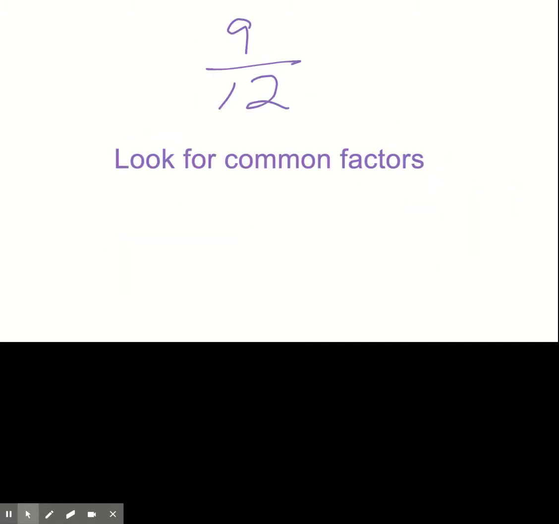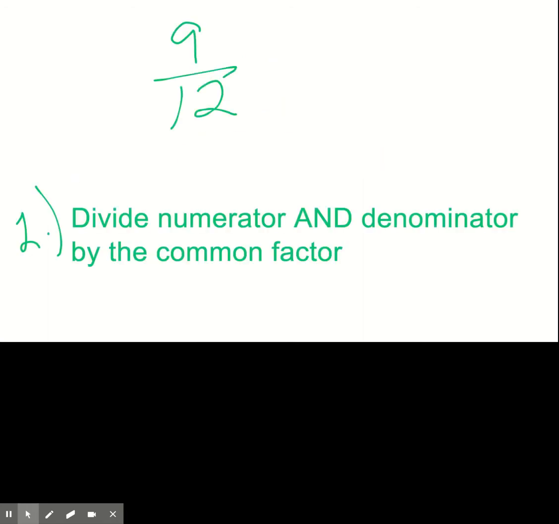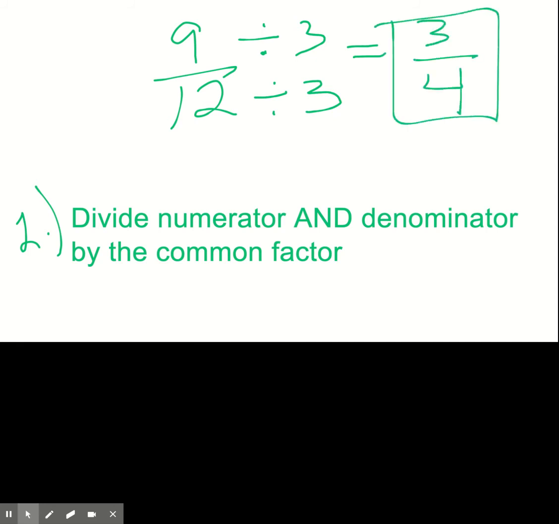So in conclusion, to simplify a fraction, step 1, look for common factors. These two numbers have a common factor of 3. Step 2, divide both the numerator and the denominator by the common factor. And there you go. You have simplified fractions.